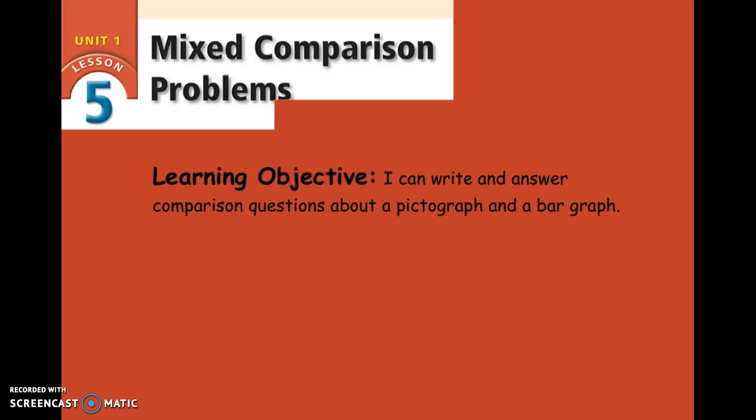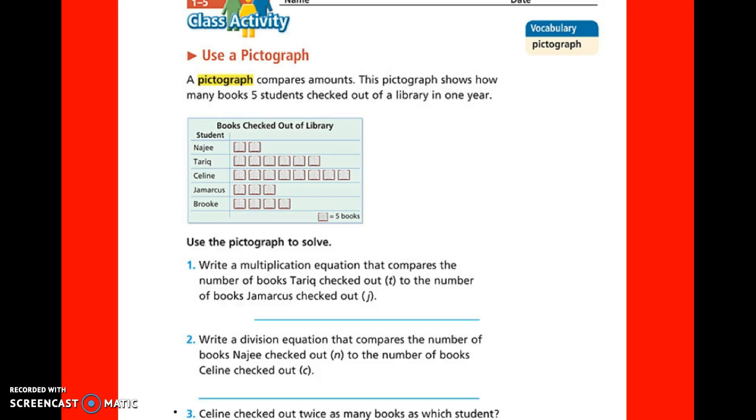This is Mrs. Naslund, and today we're doing Unit 1, Lesson 5, Mixed Comparison Problems. Our learning objective is, I can write and answer comparison questions about a pictograph and a bar graph. This is very similar to what we were doing in Lesson 4, except we'll be looking at pictographs and bar graphs to make our comparisons.